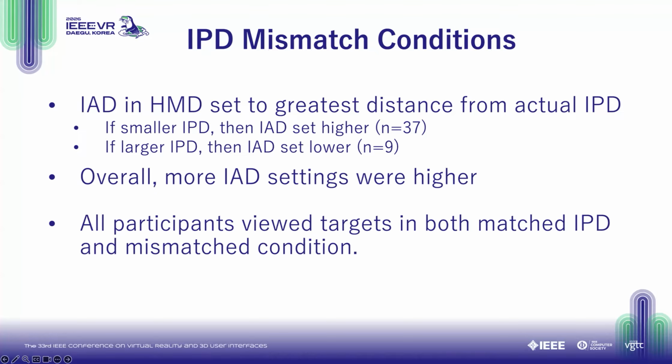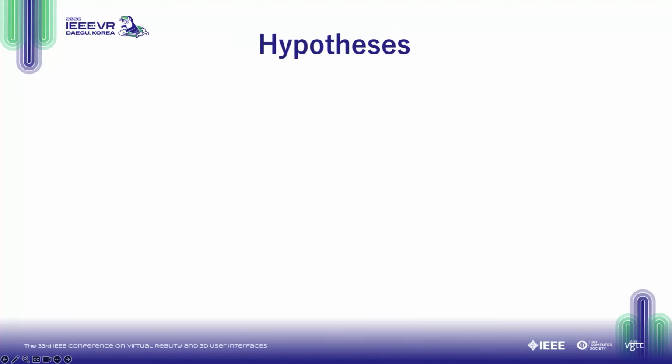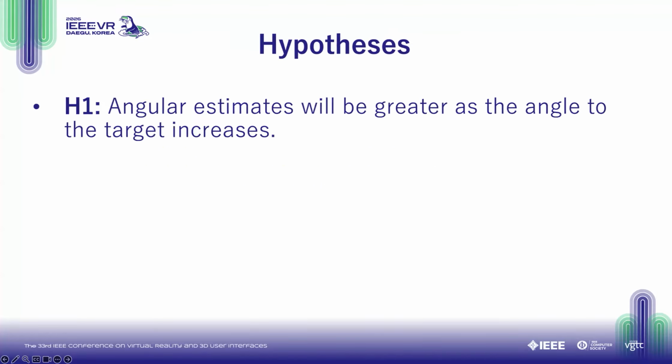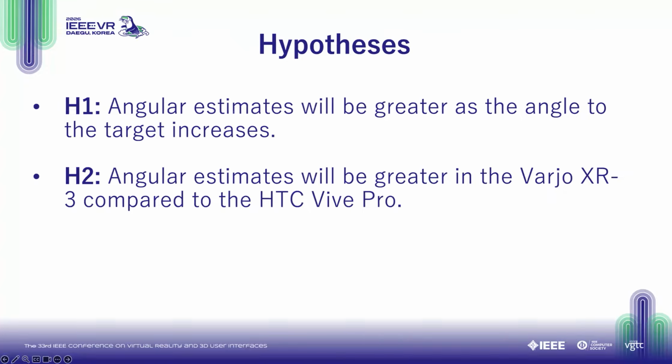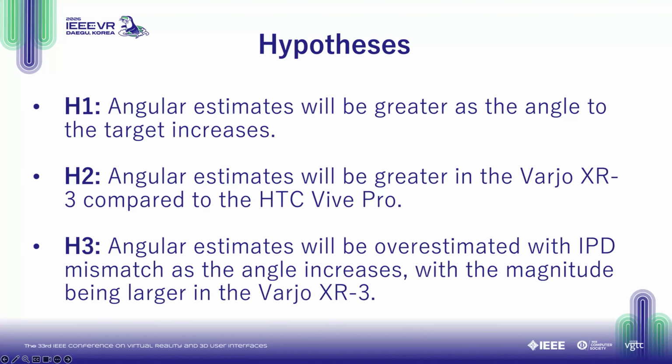So what were our hypotheses for orientation perception? Well, first, we believed that angular estimates would be greater as the angle to the target increased. Second, we believe that angular estimates would be greater in the Varjo compared to the HTC Vive Pro as the angle increases. Again, because the distortion was greater in the Varjo than the HTC. Finally, we think there will be a three-way interaction by which angular estimates will be overestimated with IPD mismatch as the angle to the target increases, with the magnitude of this effect being the largest in the Varjo XR3.